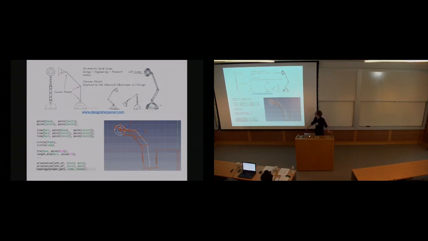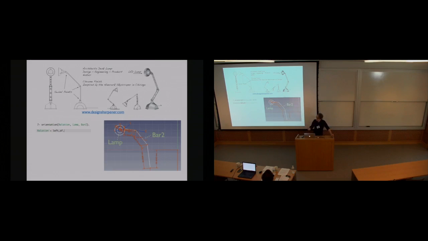Okay, so again, in Prolog, it might look something like this. We would declare a number of different objects, so saying that the base is a point, the bar 1 is a line between two given points, and so on. Model the shade as a circle. Fix some of the points, so we want to fix the base at point 0, 0, for example. Fix the length of certain bars. And then specify our qualitative relations, so certain objects to the left and right, and so on.